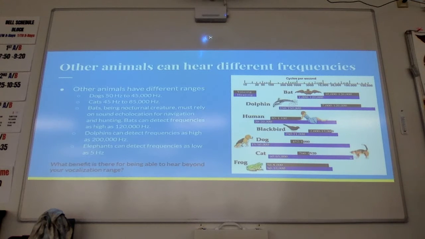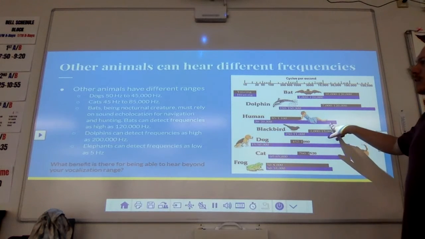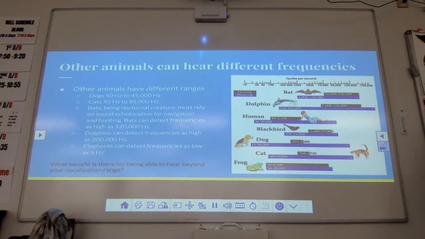So other animals have different levels of hearing. They can hear different frequencies. So dogs, 50 to 4,500. And keep in mind, we are 20 to 20,000. So dogs can't hear as low as we can, but they can hear higher than we can by about double the hertz.